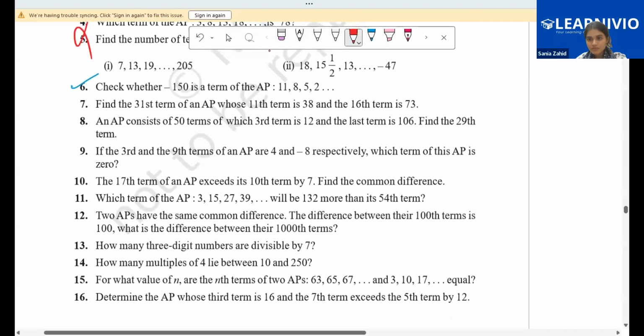Ma'am, can I get 1 second? Speak a little louder. Can I get 1 second? Yeah, sure. Fine. Shall we start? Yeah, please do this. Quickly do it and tell me the answer.